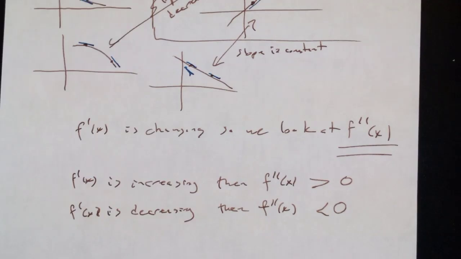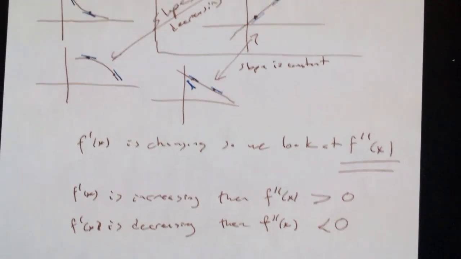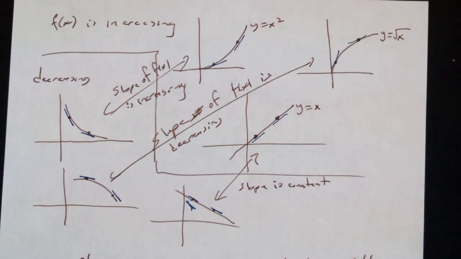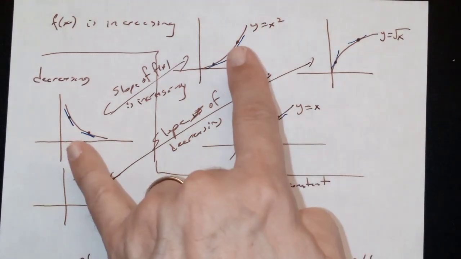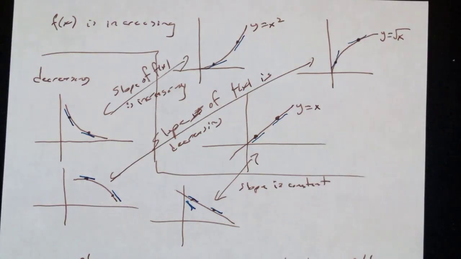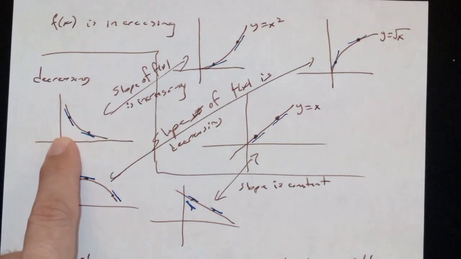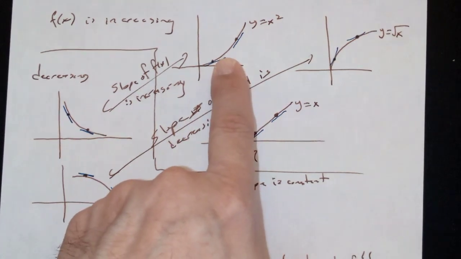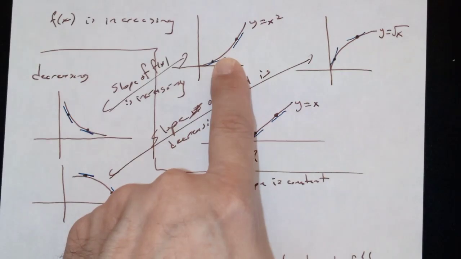Let's go back to the pictures for a second. These two, those are where my second derivative is positive. This one curves this way. This one curves this way, right?